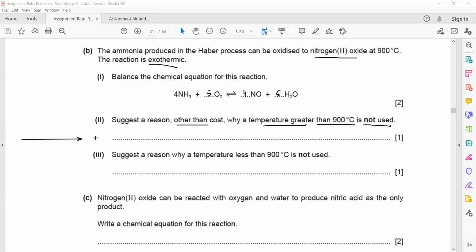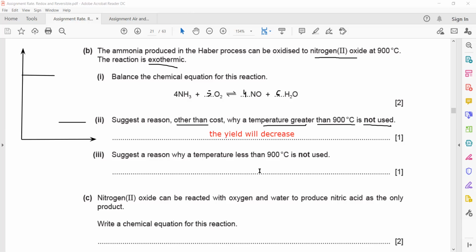For this reaction, they already mentioned it's an exothermic reaction. Exothermic reaction means the reactant has high energy and the product has low energy. So why did we not use too high a temperature, like 900 or above? That will lower or decrease the yield. That's right. So the amount of product or the yield will decrease.